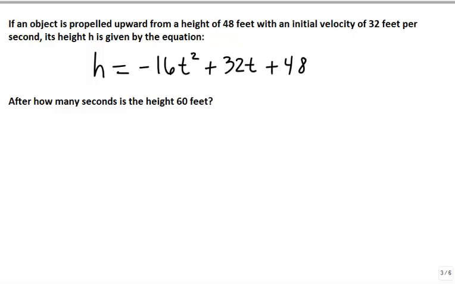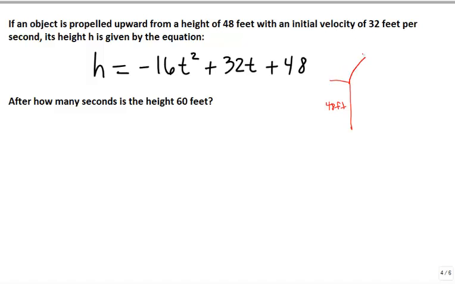Okay. In our next example, this is also another very, very common problem that you're going to see in homework and on tests. So this says, if an object is propelled upward from a height of 48 feet with an initial velocity of 32 feet per second, its height is given by the equation h equals negative 16t squared plus 32t plus 48.